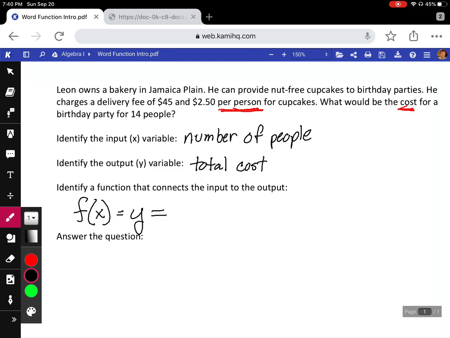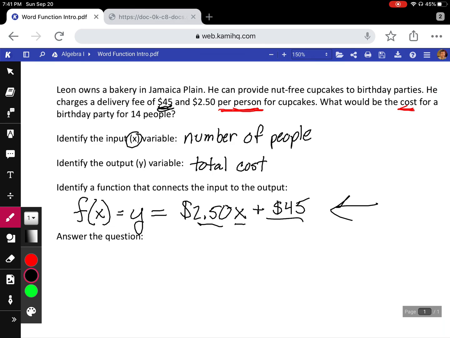So, $2.50 per person, and we already said that the number of people is going to be our x. And then we have a flat delivery fee of $45. So it's $2.50 per person plus the $45 delivery fee. Right there, that is our function that will help us ask the question, what's it going to cost to have this birthday party? Number of people times the cost per person plus the delivery fee.